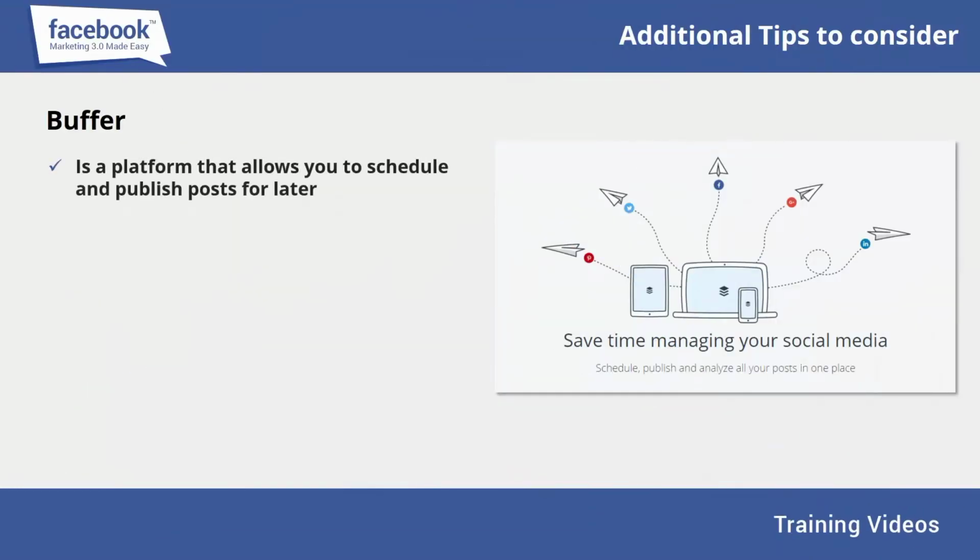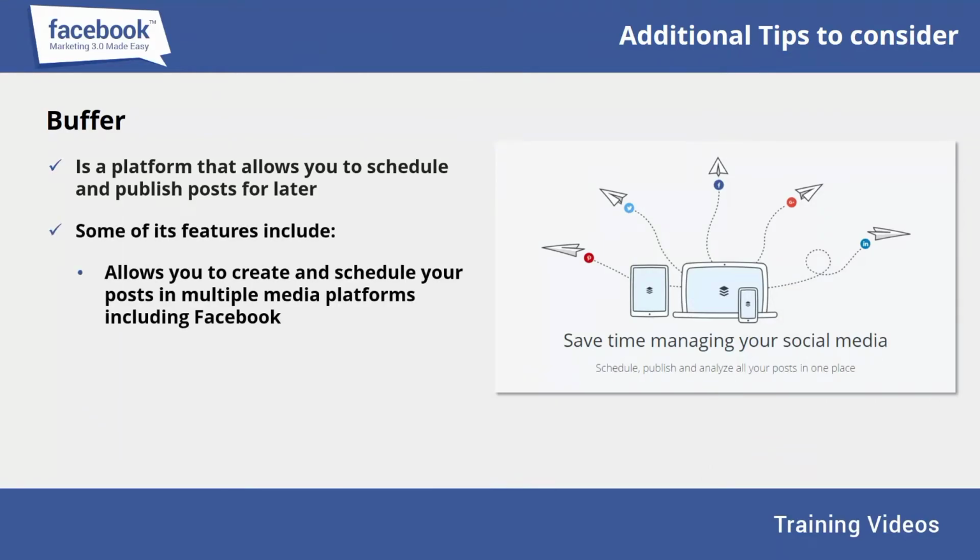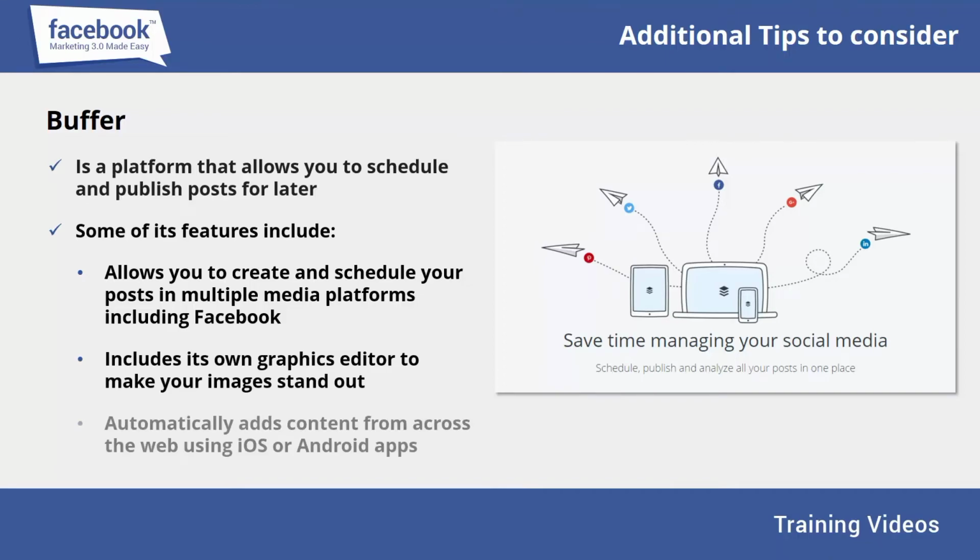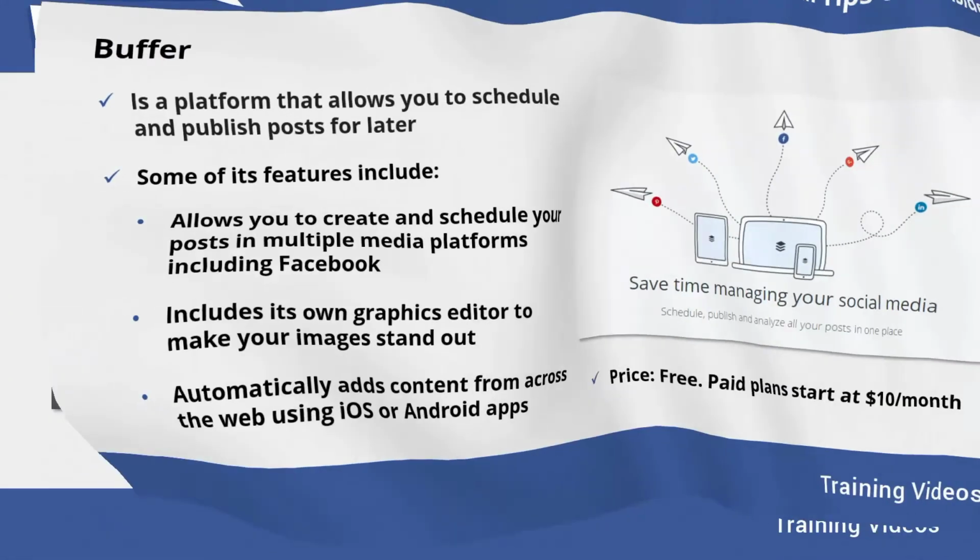Buffer is a platform that allows you to schedule and publish posts for later. Some of its features include: it allows you to create and schedule your posts in multiple media platforms, including Facebook; it includes its own graphics editor to make your images stand out; and it automatically adds content from across the web using iOS or Android apps. Price? Free. Paid plans start at $10 per month.